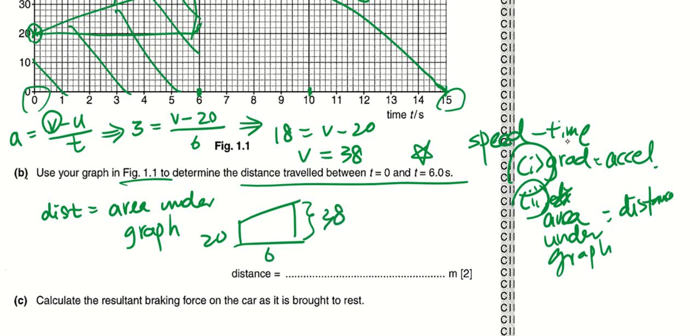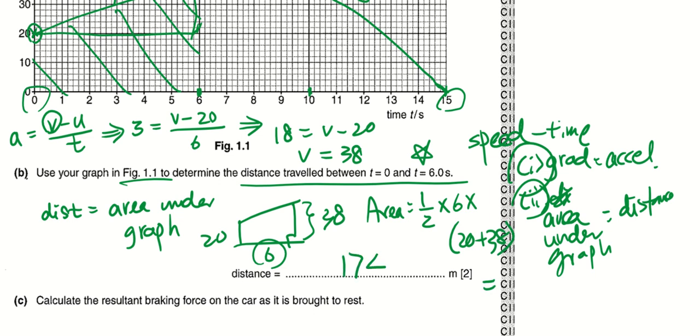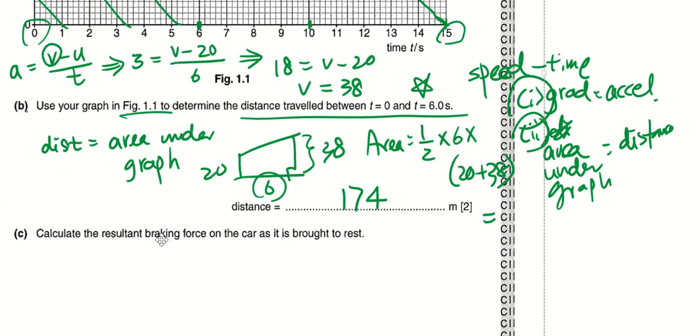And the total time duration is 6. So, trapezium formula: the area equals half times the common base, which is 6, times the sum of the parallel heights. So in the end, I will get a value of 174 meters. Then lastly, they ask us to calculate the resultant braking force as it is brought to rest.